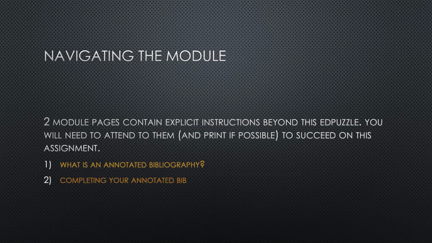So in the module this week, there are 2 pages that you need to use that essentially have the instructions for this assignment. They have more detail than what I'm going to give you here because you'll be able to print those out and use them as you go along. And so the What is an Annotated Bibliography module page and the Completing Your Annotated Bib module page both have very explicit instructions on how to go about doing this assignment. So if you can print them out, that's ideal.